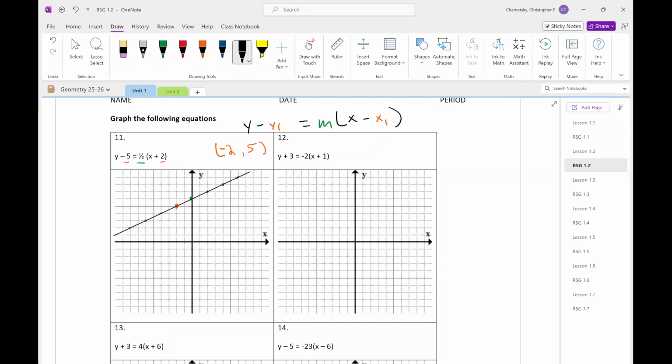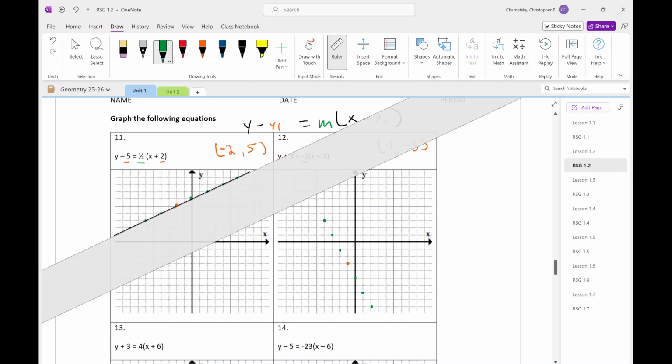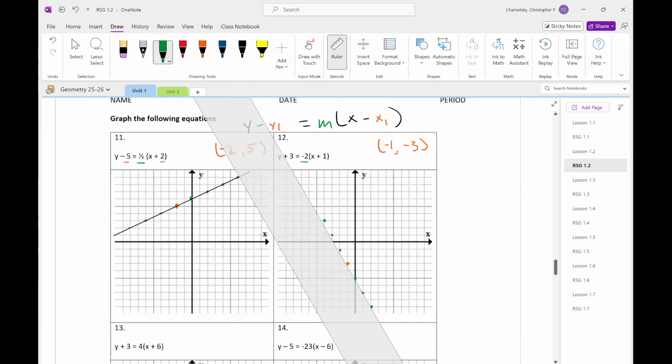Moving on, number 12. Our point is going to be -1 on the x and -3 for the y, always that opposite sign. And then our slope is -2. So we'll plot that point, -1, -3, there it is. And then we're going to use that slope, -2, so down 2/1, down 2/1. Just get enough points. There we go. That's probably enough to get my straight edge in there.